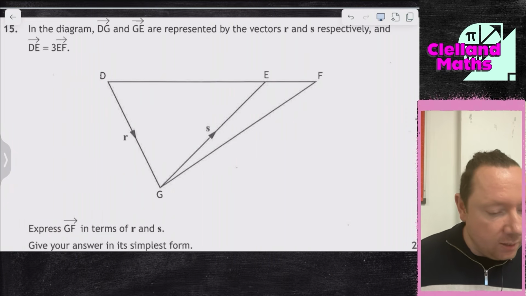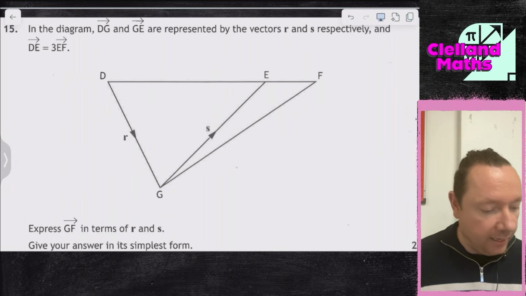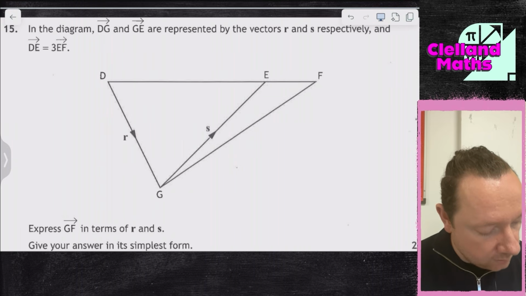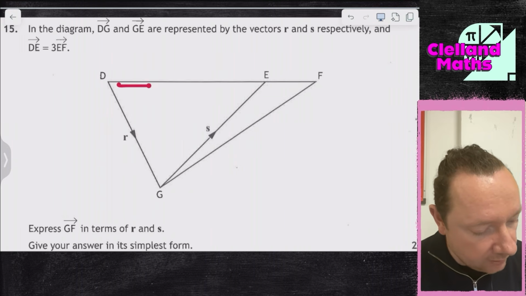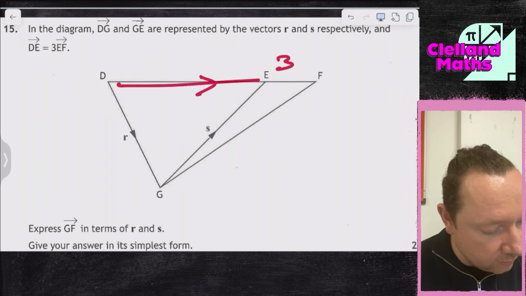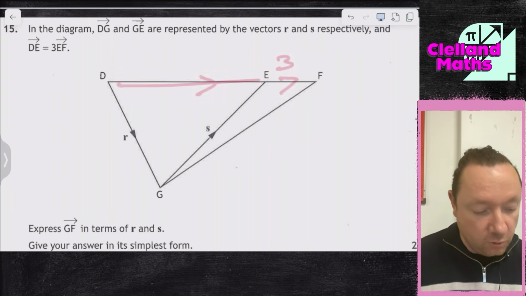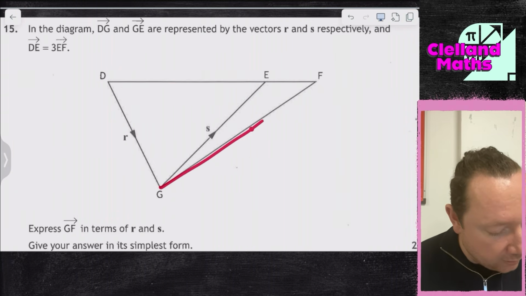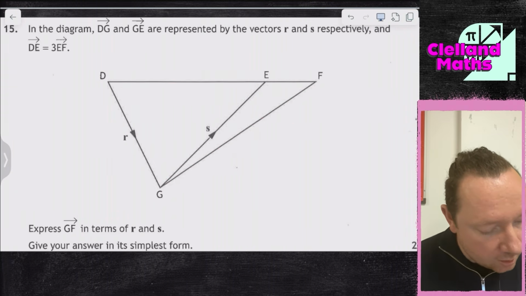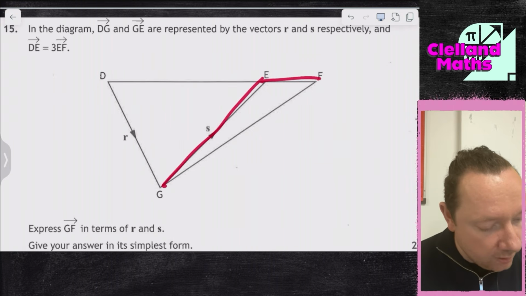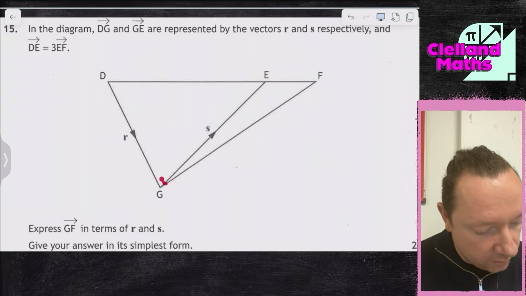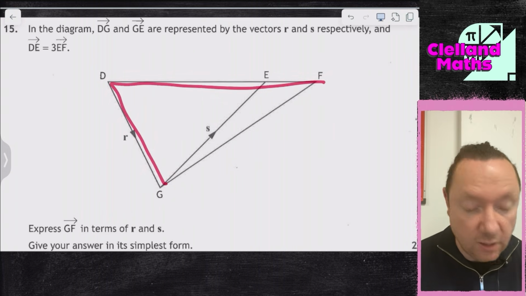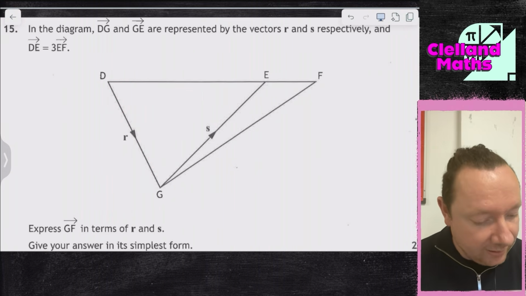In the diagram below, DG and GE are r and s, and they're shown in the diagram. But it also says that DE is 3EF. So in other words, here to here is 3 of here to here. I have to go from G to F. I need to go there. Now I can't go that direction, so I could go up here, but then I'll need to know that one. Or I could do some funky thing like go up here and go all the way along, but I still need to know that one. So I'm going to have to work out DE in some way, or EF.